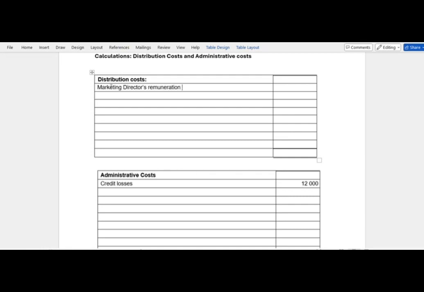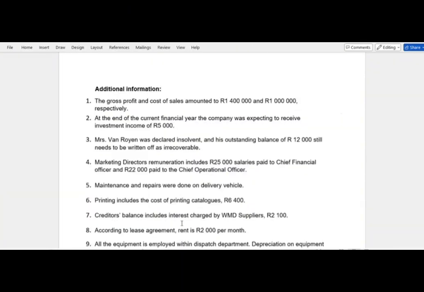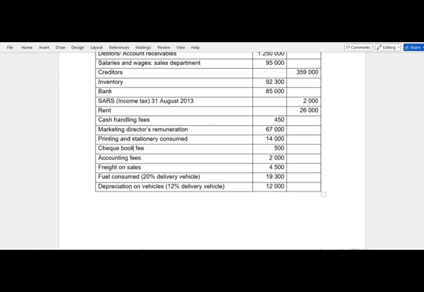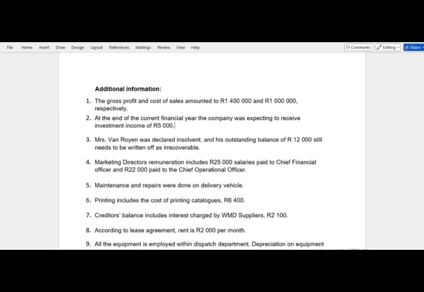Marketing director's remuneration. They said it includes some amounts that don't belong there, because the remuneration for the chief financial officer and the chief operational officer are admin, right? So we're going to check how much the marketing director's remuneration is. They said it's 67,000 and it includes 25,000 for the chief financial officer and 22,000 for the chief operational officer. So how are we going to record this transaction?